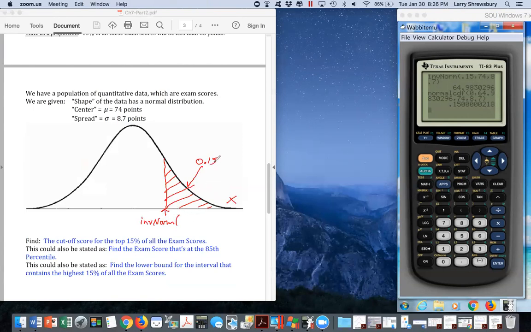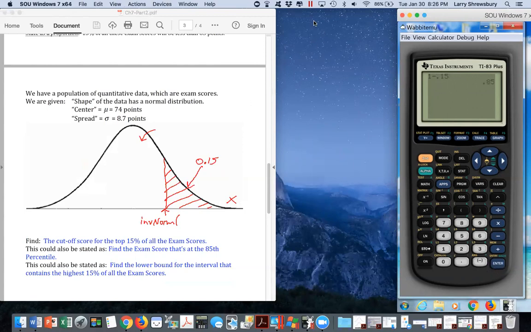Well, we don't want to use this. This is the area to the right. So we better find the area to the left, which is not so hard to do. Take the entire area under the curve, which is 1, and subtract the area to the right, the 0.15, and you'll know what's to the left.